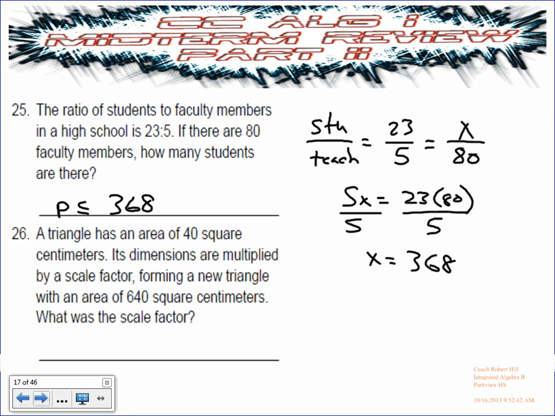A triangle has an area of 40 square meters. Its dimensions are multiplied by the scale factor. Here we go. Forming a new triangle with an area of 640. Okay, so how would you go from 40 to 640? So 640 divided by 40. What's 4 times 4? There you go. So it's 4. So 4 times, but why did it get to 4?